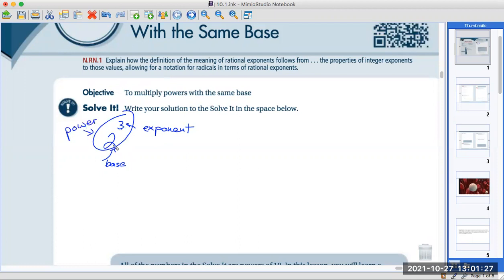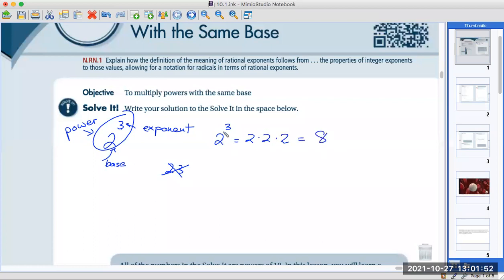The exponent tells you how often to multiply the base by itself. So 2 to the power of 3. Notice the 3 is much higher than the 2. Please don't write 2, 3. That's not it. It has to be 2 raised to the third power. And what that means is that you multiply the base 3 times. And that would be 8.